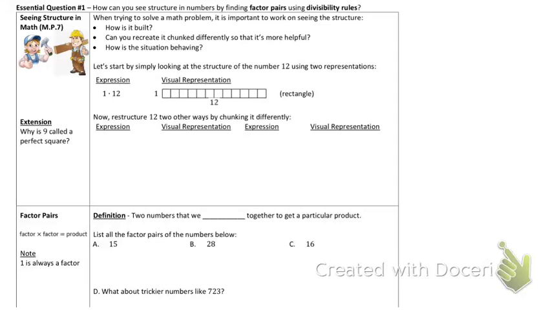Okay, class, today we're going to start with a little bit of review before we dive into IM2. What we're going to deal with today is investigating or showing how numbers can be seen as structures. We're also going to find factor pairs and talk about some divisibility rules, which I will give you in a chart format. So let's get started with structure in numbers.